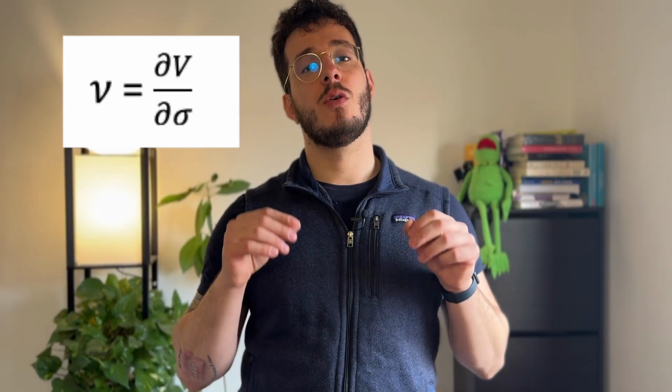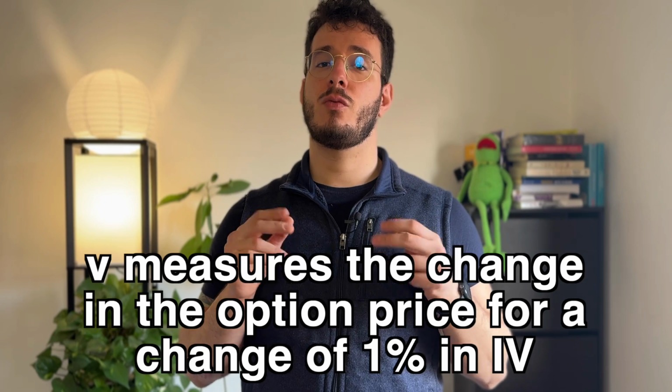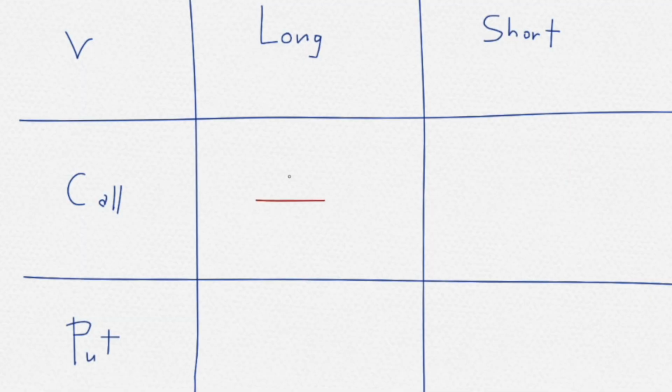Vega. Vega is the first derivative of the option price with respect to the implied volatility, meaning that it measures the change in the option price for a movement of 1% in the implied volatility. Vega is positive in both call and put options if we go long. Now, why is Vega important?